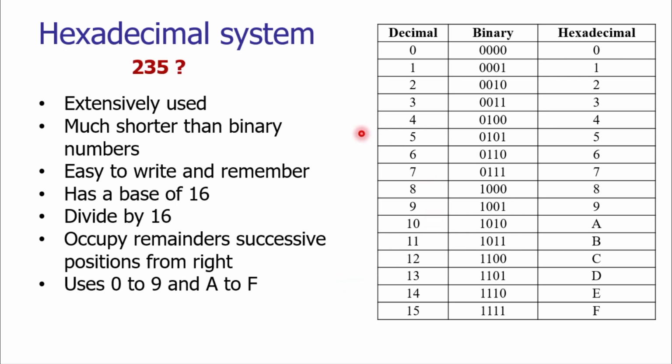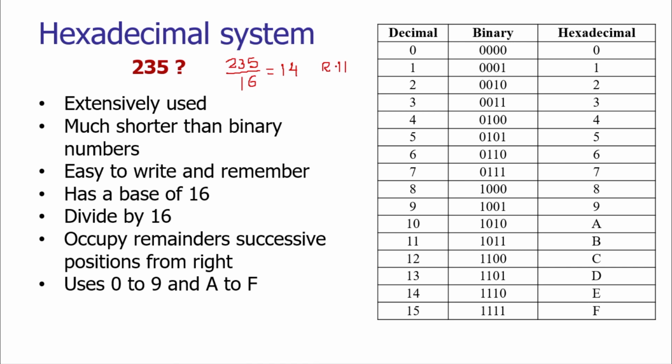To understand this process, let us use the same number, that is 235. If I divide the number 235 by 16, I will get 14 as the quotient, and the remainder is 11.